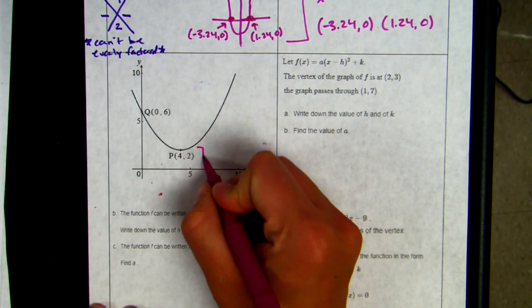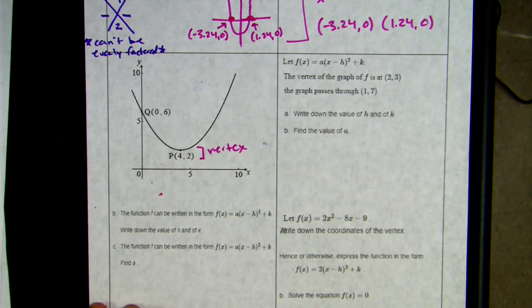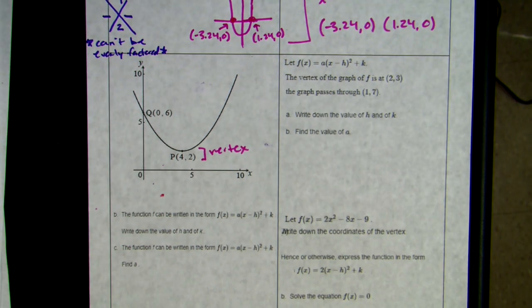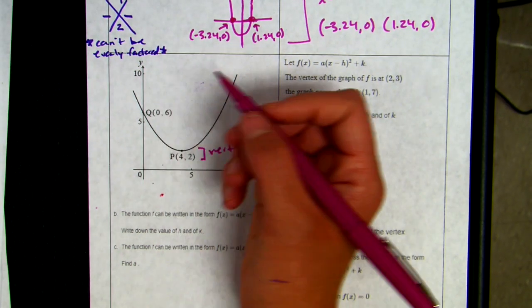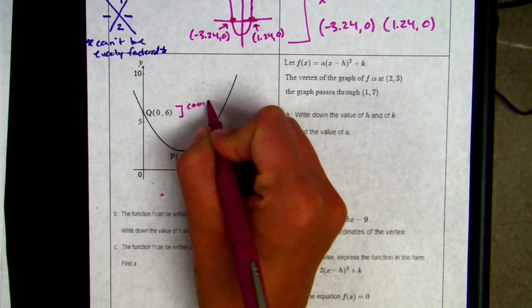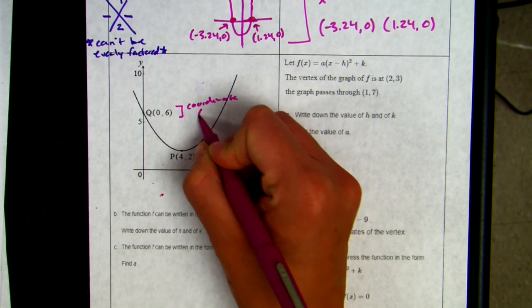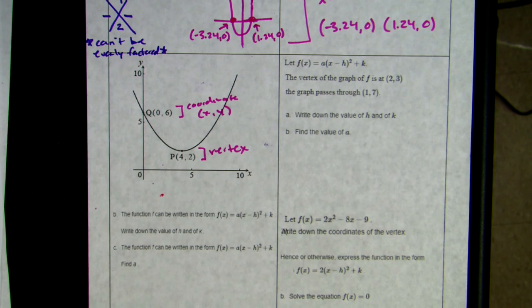This looks like our vertex because it is a minimum value. And this just looks like a coordinate point, right? This is just a coordinate point which is in the form xy.